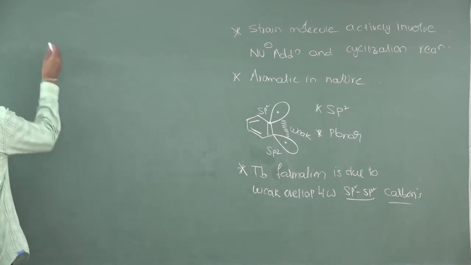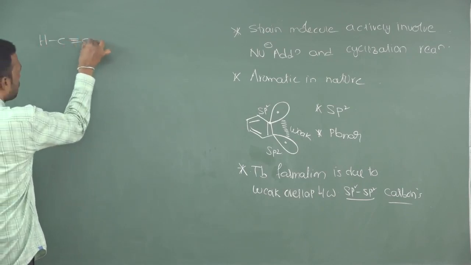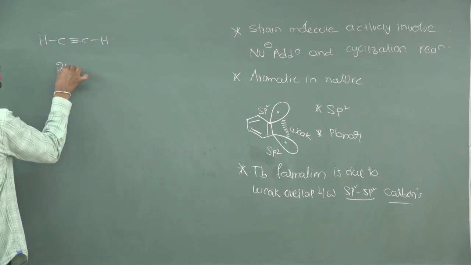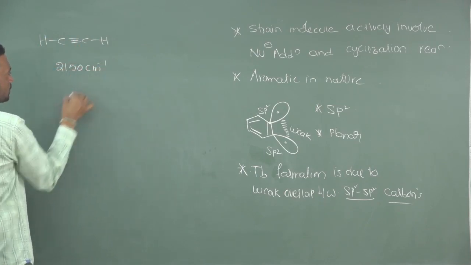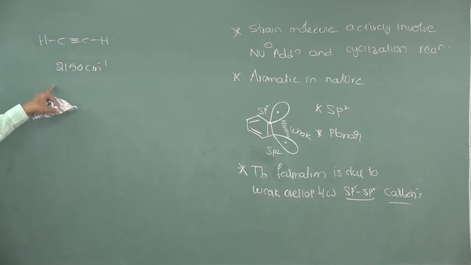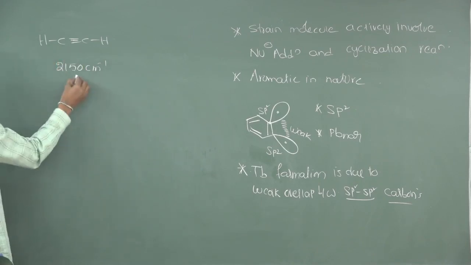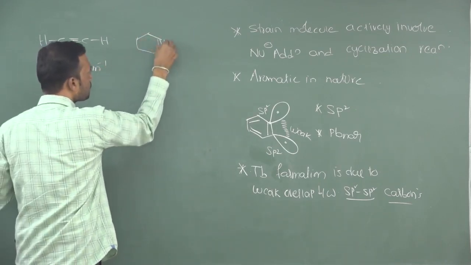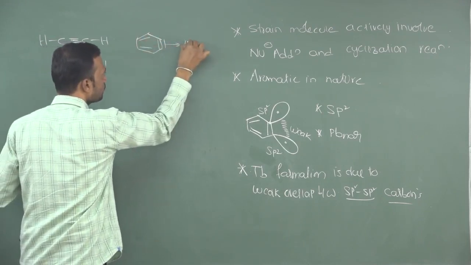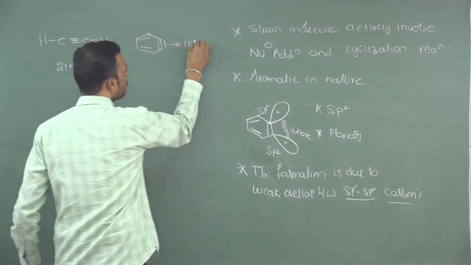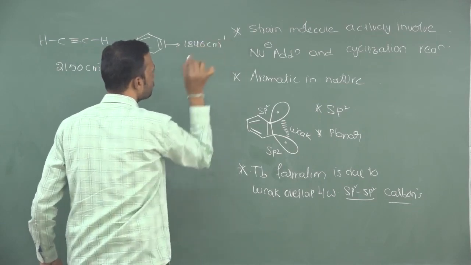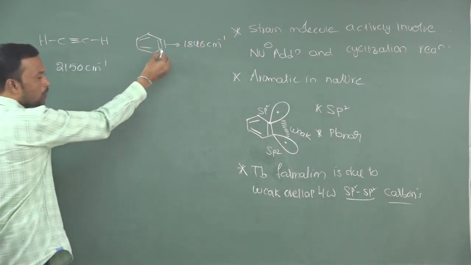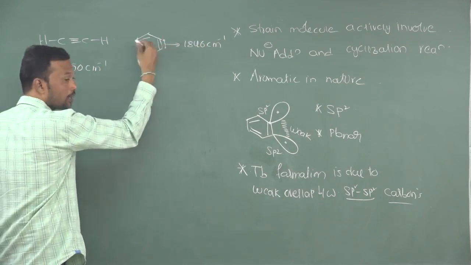Okay. Now, if you take a carbon-carbon triple bond, this is a normal carbon-carbon triple bond whose IR stretching frequency is 2150 centimeters inverse. And if you compare the triple bond present in benzyne, this value is very low, 1846 centimeters inverse, which indicates that it is not a real triple bond. It is a partial triple bond which has a tendency to break readily.